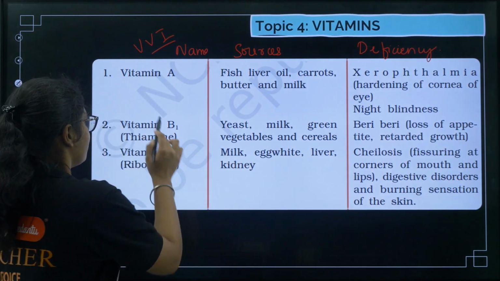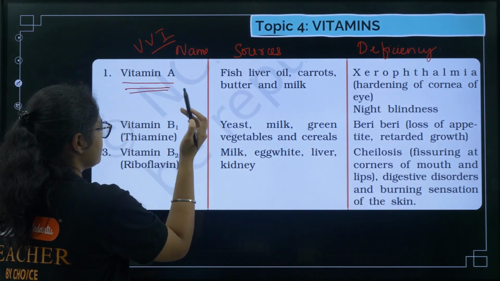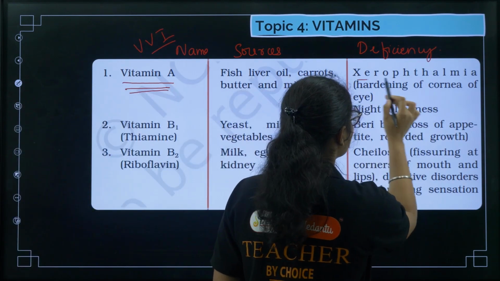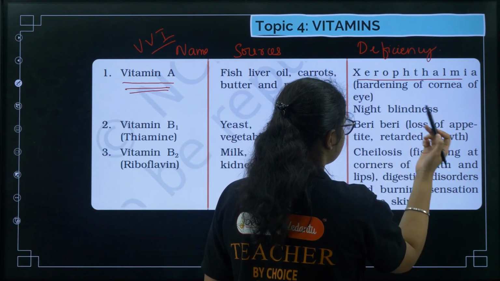Okay, vitamin A, if there is a deficiency of vitamin A, then we get xerophthalmia. What is the meaning of this?